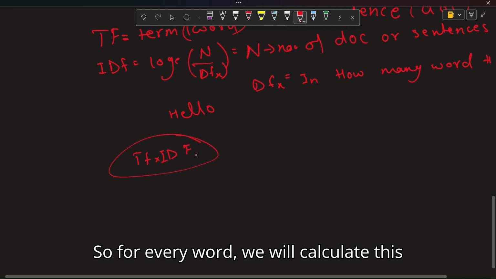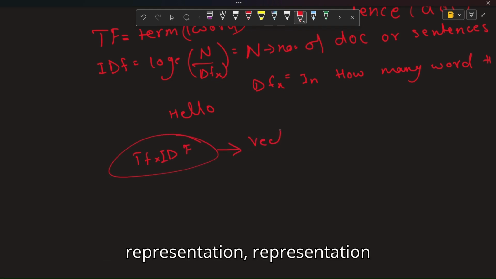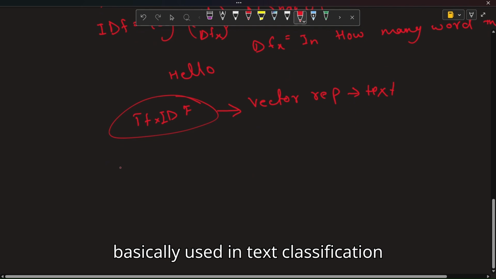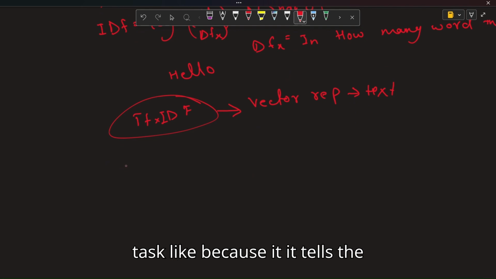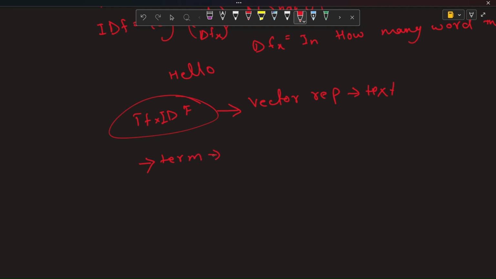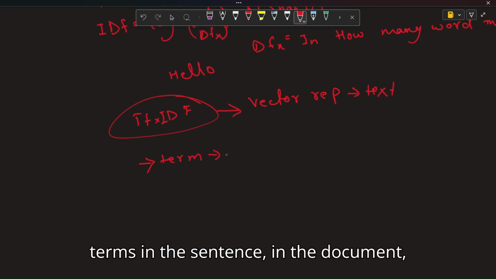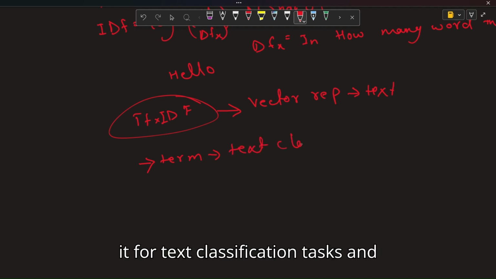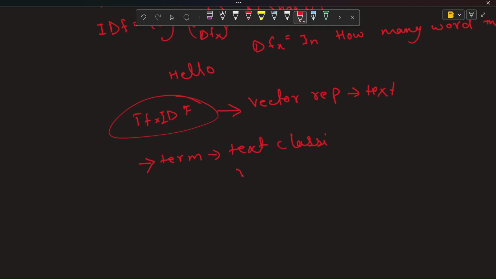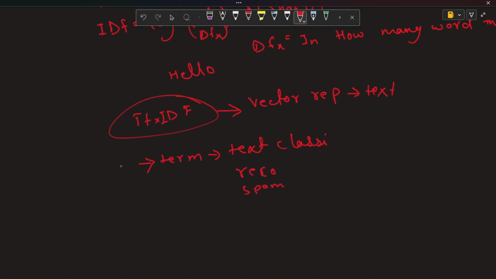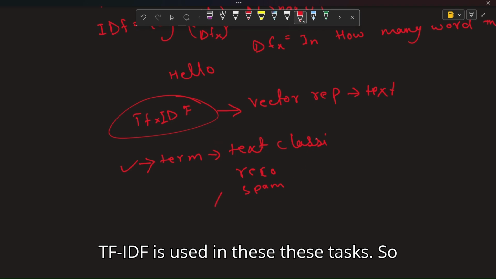For every word we will calculate this, and this will give the vector representation of text. This is basically used in text classification tasks, because it tells the most frequently used terms in the sentence, in the document, in the data. So we generally use it for text classification tasks, and also recommendation systems and spam detection. TF-IDF is used in these tasks.